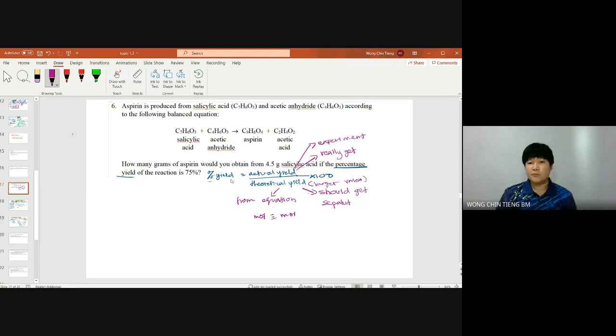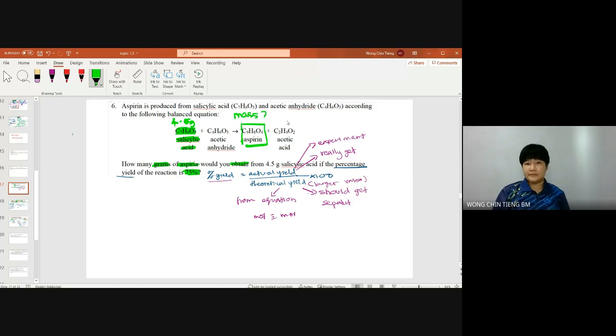Okay? Settle. So the question over here today, apa benda ni? C7H6O3, salicylic acid. So you have your salicylic acid given 4.5 gram. Okay. If the percentage yield is 75%, how many gram of aspirin would you obtain? Aspirin is your product. So we are looking for the mass of this aspirin.